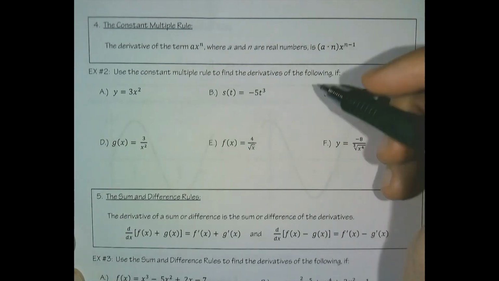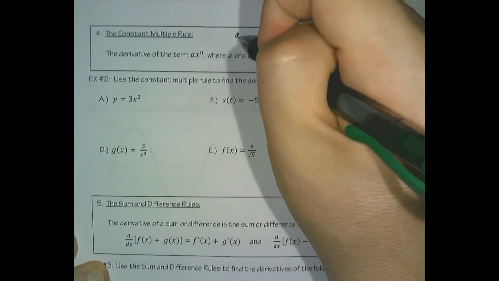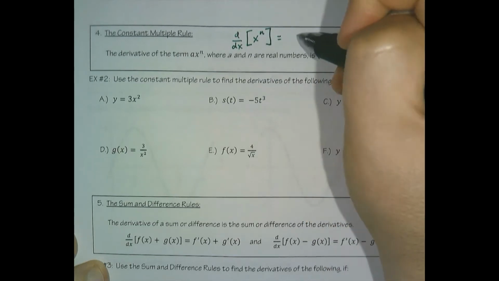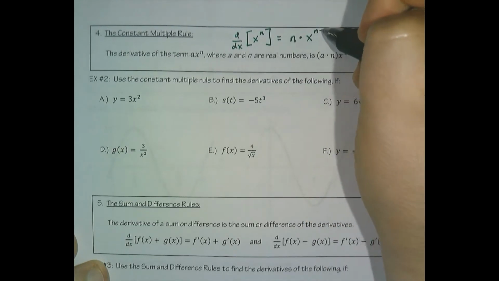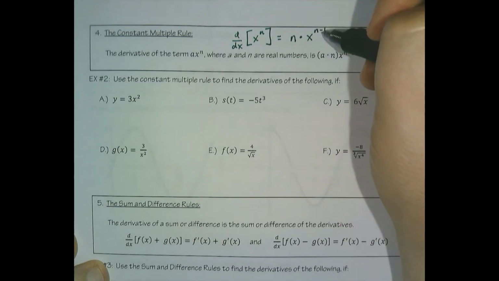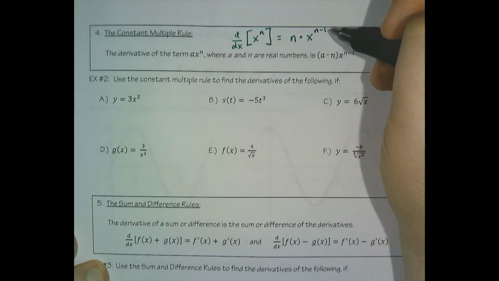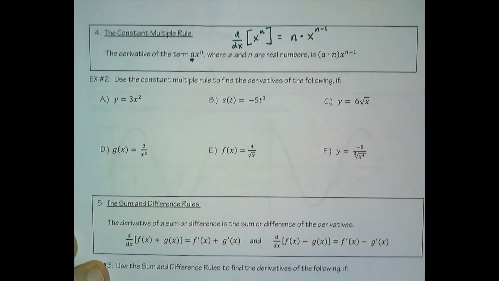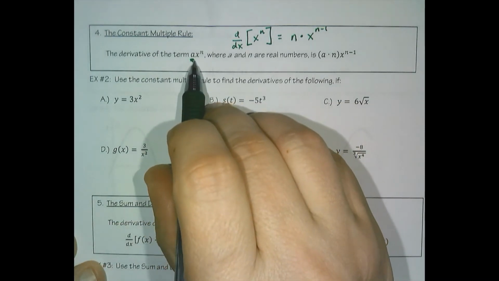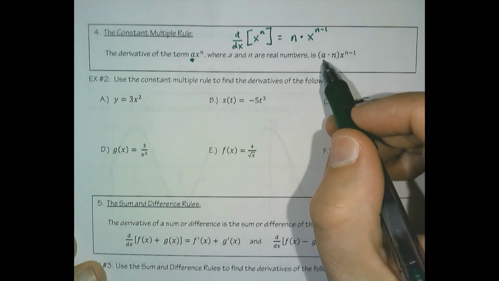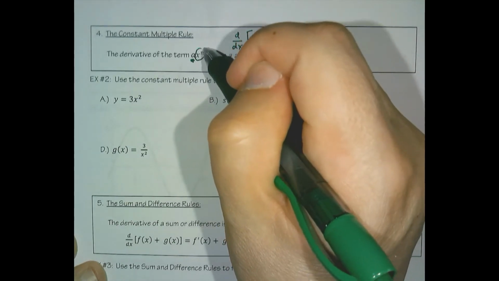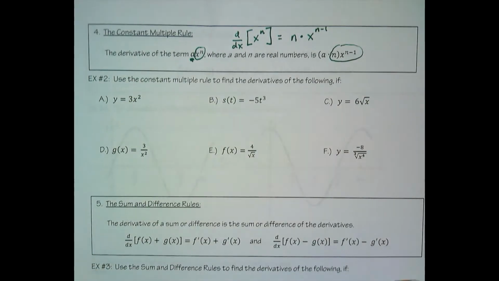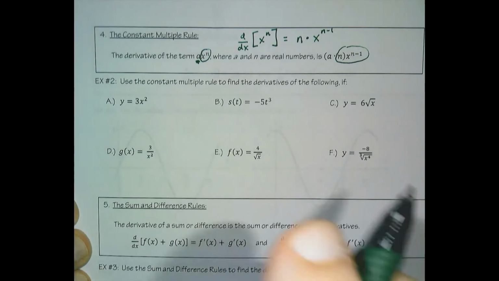But in the last notes, we learned that if we take the derivative of x to the n, we get n times x to the n minus 1. Drop the exponent down in front, decrease the exponent by 1. Now this is the constant multiple rule, and it says if you have a constant in front of any function that you're taking the derivative of, then all that happens is the constant goes along for the ride. With that piece of knowledge, taking derivatives is going to be a very quick process.